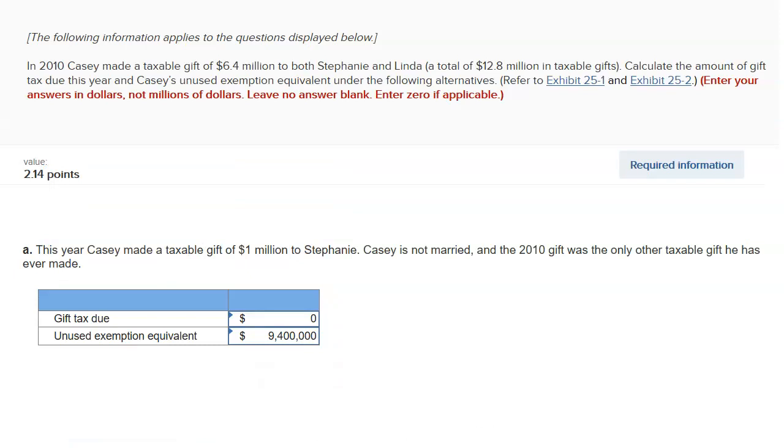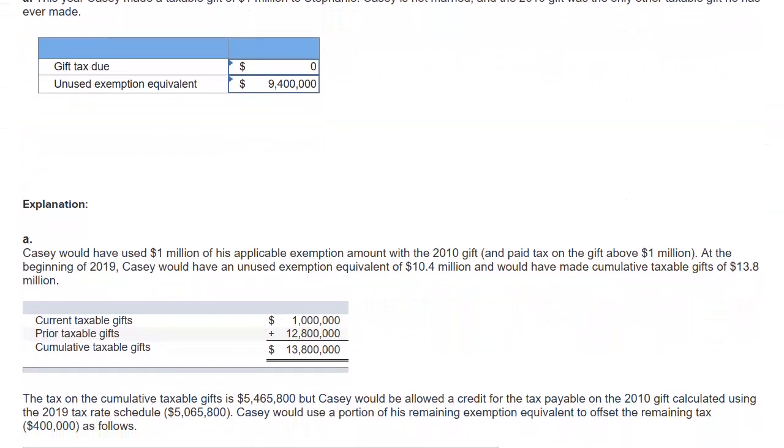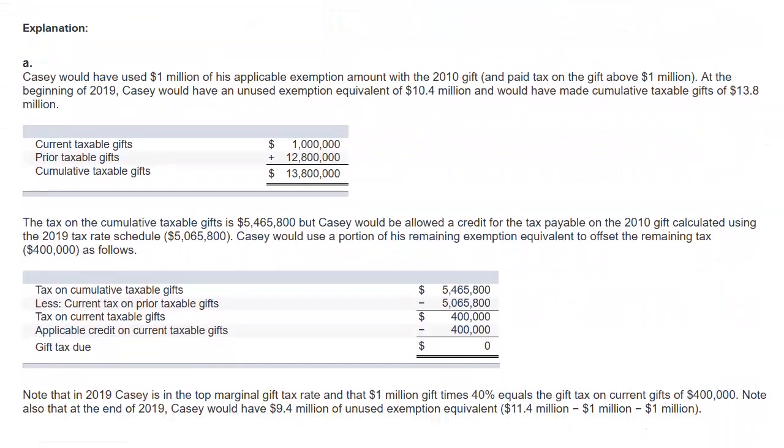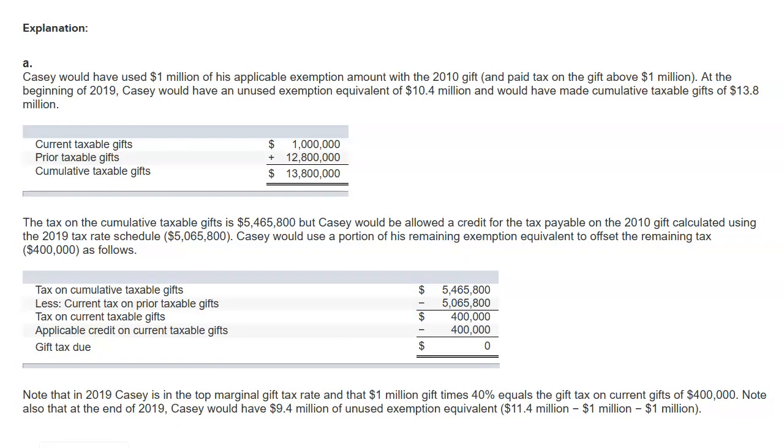Okay, so there's the problem again, and the answer appears in front of you, right? The gift tax is 0 and the unused exemption equivalent was $9,400,000. Now, let's go through the explanations why that is what it is. I'll slide this up so you can see this. Okay, so there's our explanation.